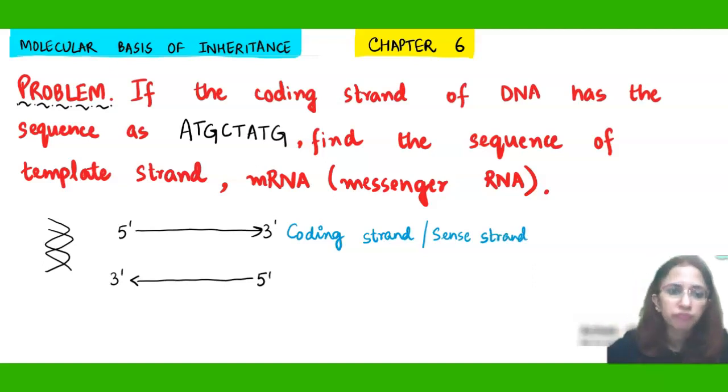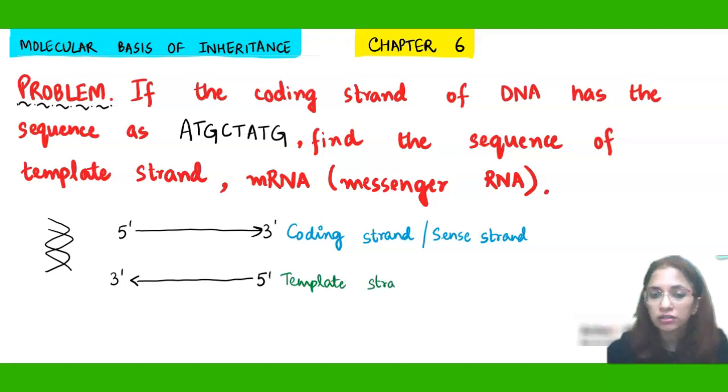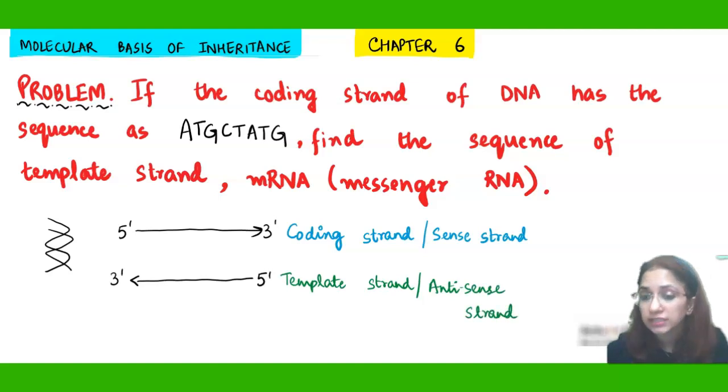Naming is very important, whereas the other strand, which is anti-parallel, is known as the template strand, and the other name of the template strand is anti-sense strand. We will discuss this as well. Why are they known as sense and anti-sense strands? But first we will concentrate upon the DNA base pairing rule.